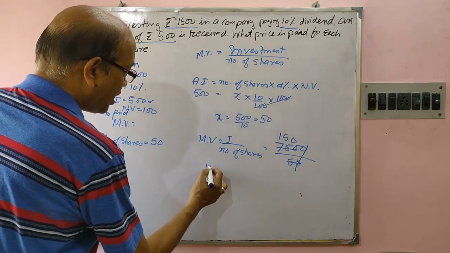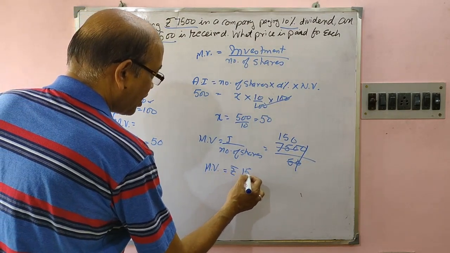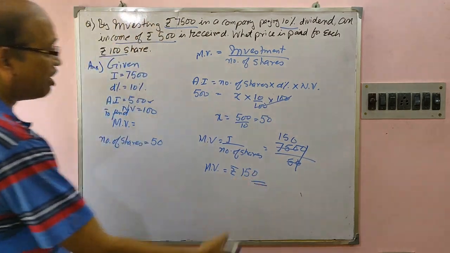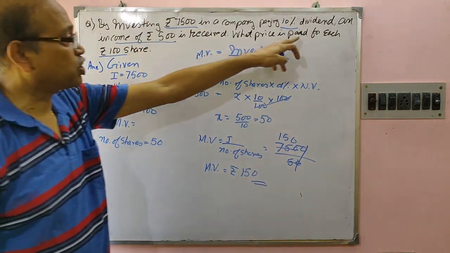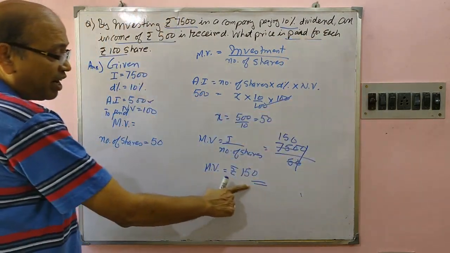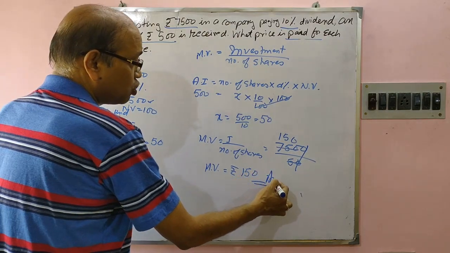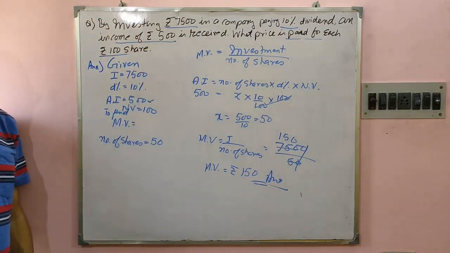So, market value is rupees 150. Therefore, market value of what is the price paid? Paid means we have to find the market value. Therefore, market value is rupees 150. This is your answer.